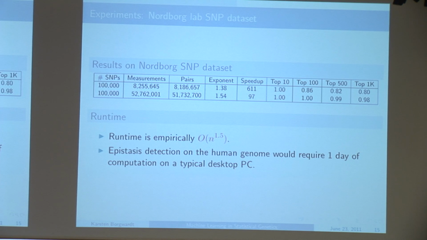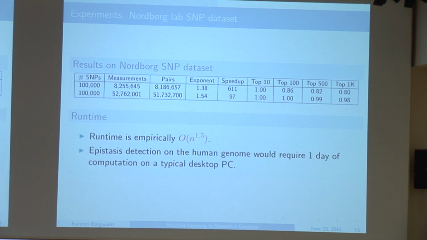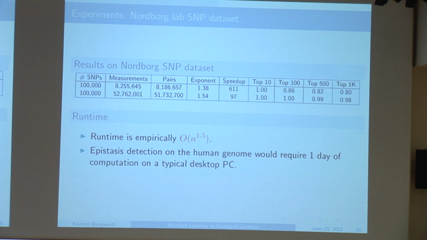So we compared this to a gold reference, and we checked how many of the top 10, top 100, top 500, top 1,000 SNP pairs we recover using our algorithm. And we noticed, first of all, that we were 611 times faster than the exhaustive search, and that among the top 10 SNP pairs, we recovered all of them. Among the top 100, we recovered 86%.